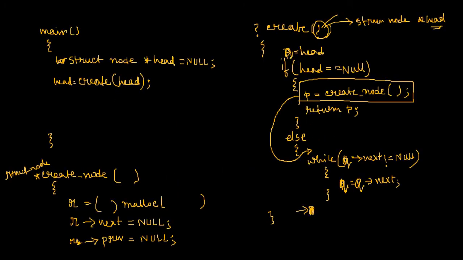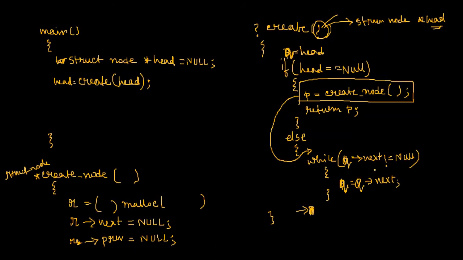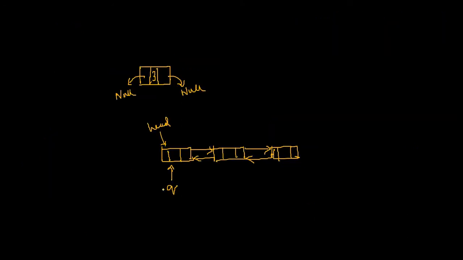Sorry, it should be Q also, right? So Q equal to head, and while Q next not equal to null, Q equal to Q next. So when the while loop breaks, Q is no more pointing here, Q is pointing somewhere here, right? And your newly created node is this.